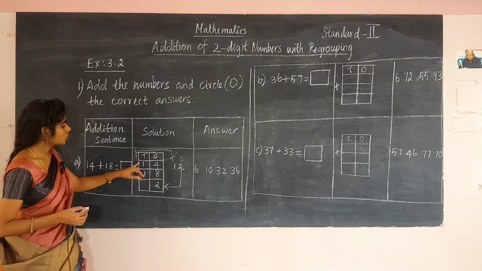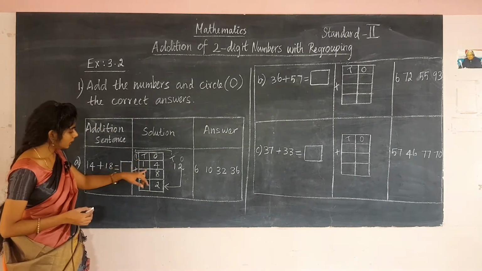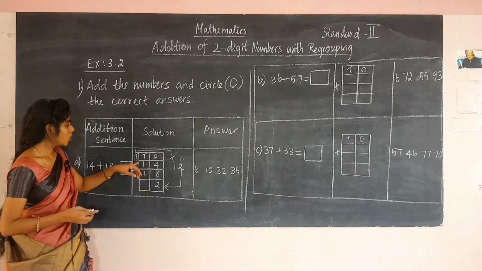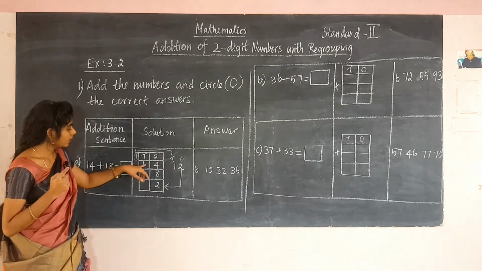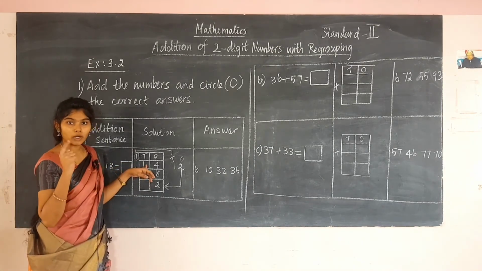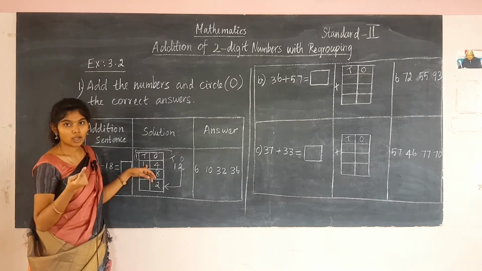Now you are going to add these 3 numbers. What are the numbers? 1 ten, here 1 ten, here 1 ten. So you are going to add these 3 numbers. One should be in your mind and the next number should be in your fingers. Say after 1, you have kept 1 in your mind. So what you have kept in your mind, from the next number you have to say.